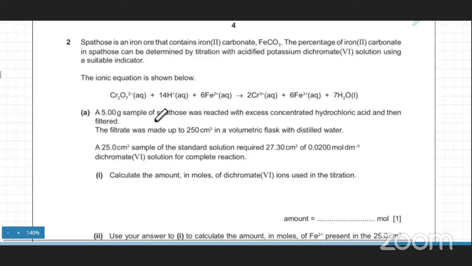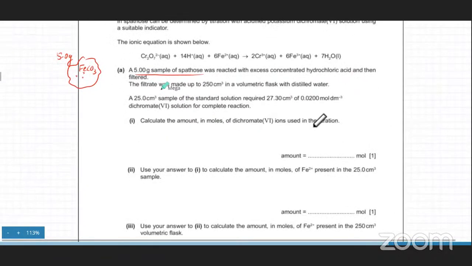When you have a big question of moles, make sure you sketch what's happening. There is a 5 gram sample of spathos, which is an ore. So let's say there's this rock. The total mass is 5 grams. What does it contain? It probably contains FeCO3, which they've already said in the question, and it's reacted with hydrochloric acid.